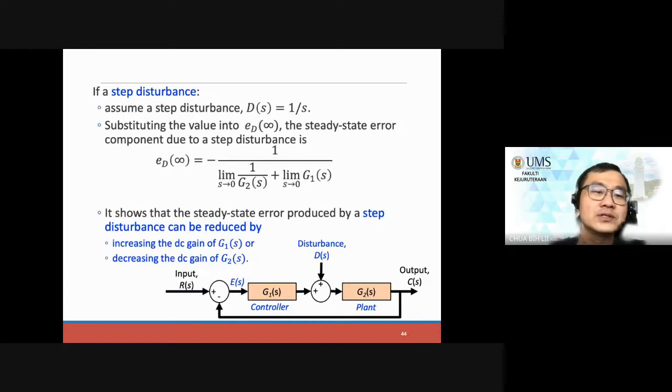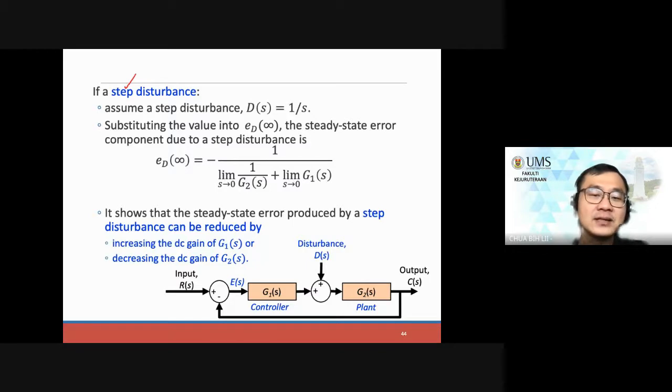So we try to see what the effect is when the disturbance is in the form of a step. We assume a step input, 1/s, put it in, and we would see that this turns into something like this: 1/(limit 1/G2) plus (limit G1). From this term, the error due to the disturbance itself, it shows that the steady state error can be reduced, because our intention is to see how to reduce this kind of error. This is 1 over this term, right?